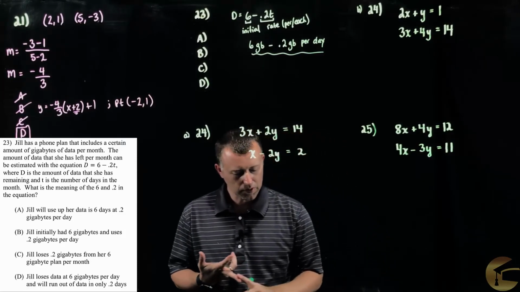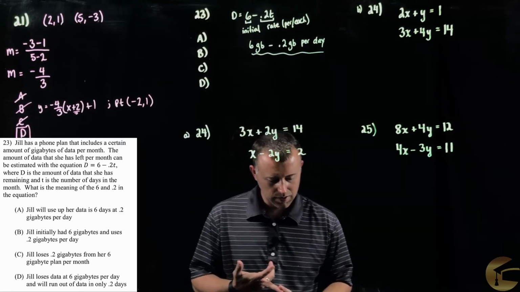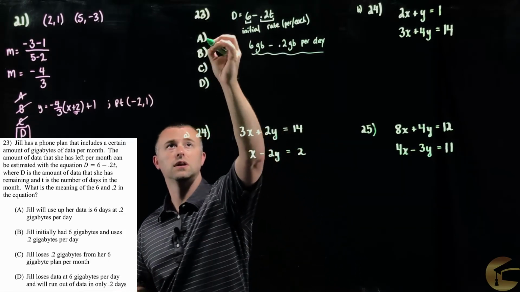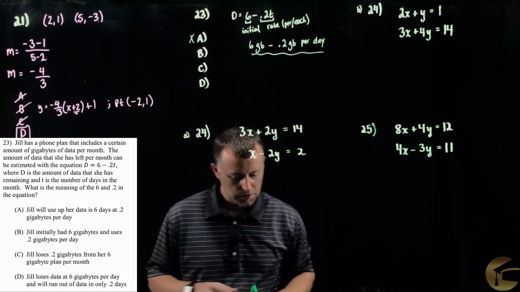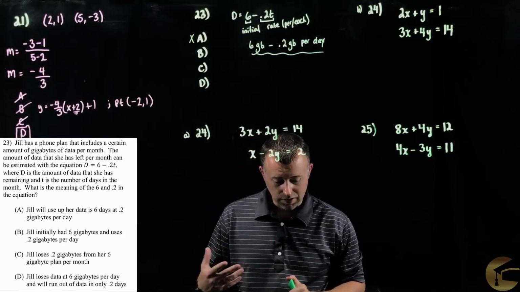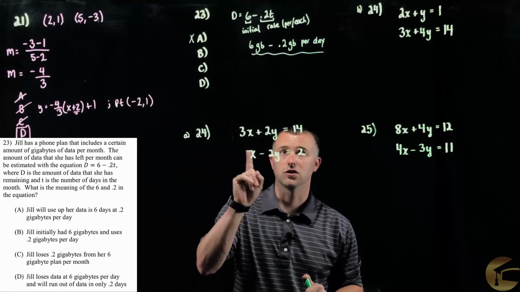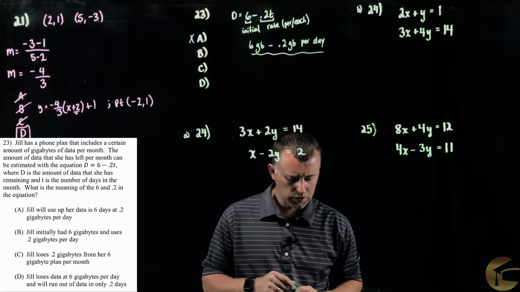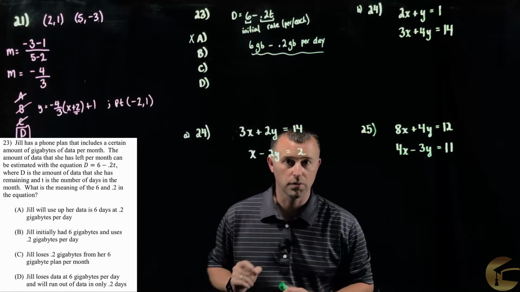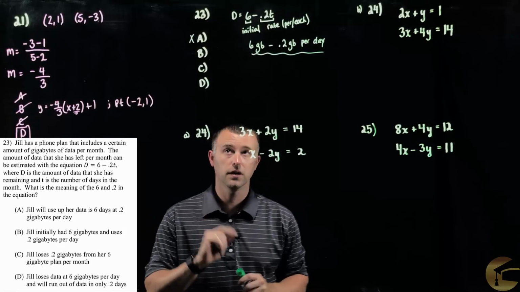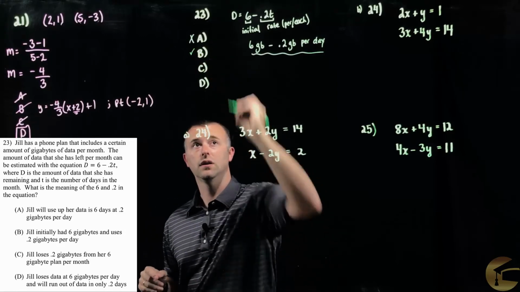Jill will use up her data in 6 days. Well, no, that's not what it's saying at all. So it's not going to be A. B says Jill initially had 6 gigabytes. Yes, initially. And uses 0.2 gigabytes per, the word per means a rate, per day. So B is looking like exactly what we want.